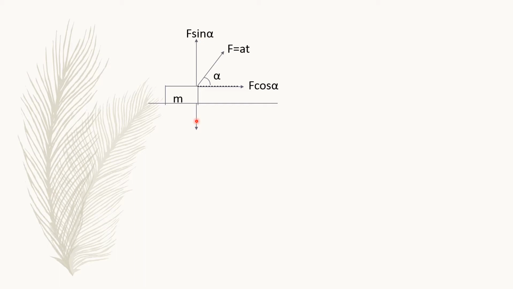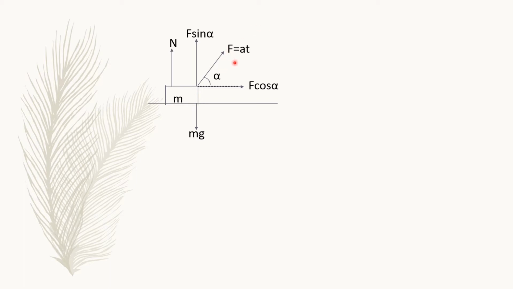Similarly, the gravity force on this body of mass m is m into g, and this will be in this direction. Normal reaction will be in this direction. So according to the free body diagram of the body, you can see that F into cos alpha, this component of the force, is only responsible for the acceleration of the body of mass m.